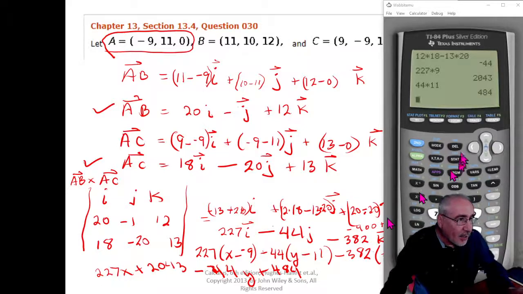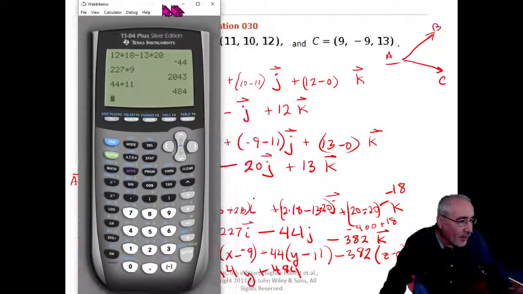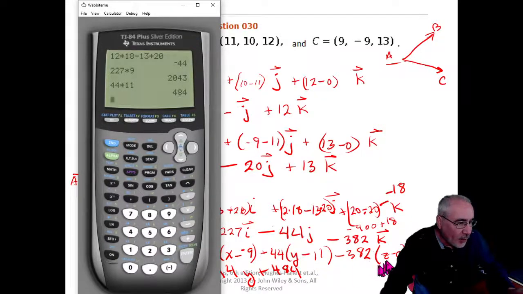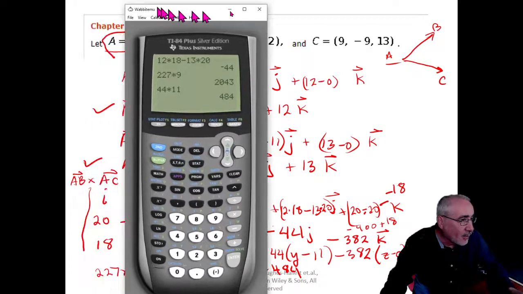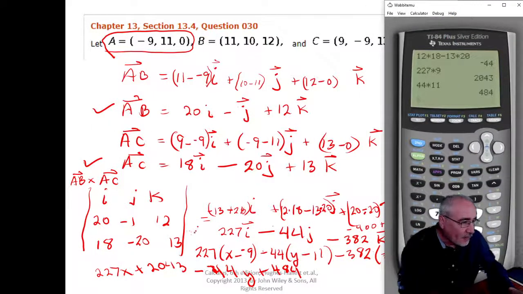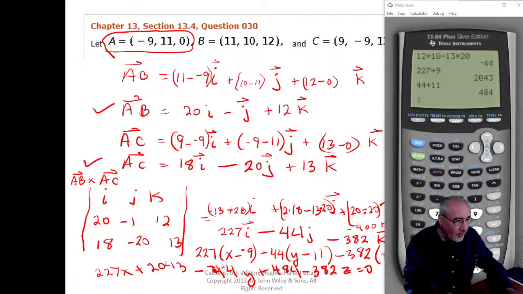And then the last part here, let's move our thing out of the way. It's going to be a lot easier. It's just negative 382 times z, and then times 0 is 0. So we don't even need that calculator. Minus 382z equals 0. And then we just take our numerical parts here and here. They're like terms. We can add them together. They're both positive, so it'll be minus on the other side, and then you'll see your plane is 227x minus 44y minus 382z.